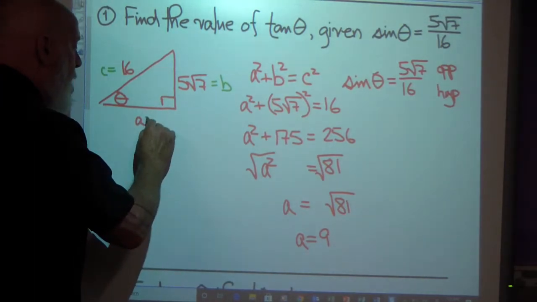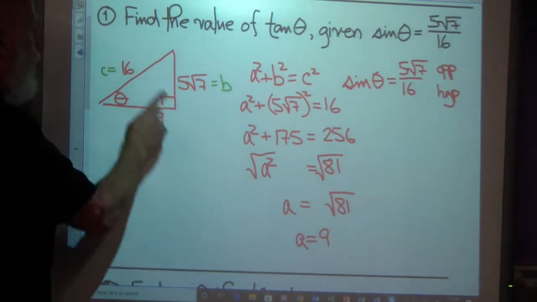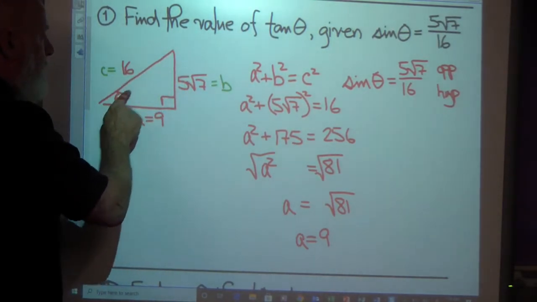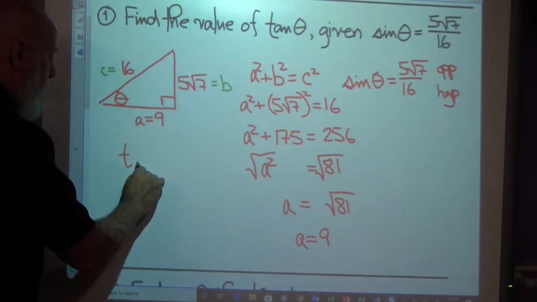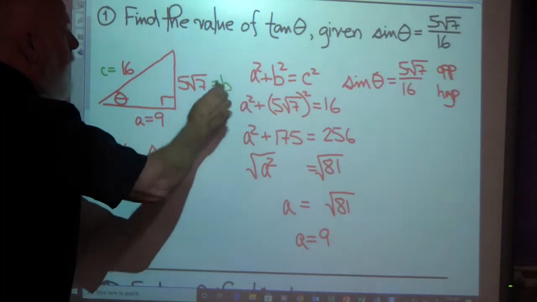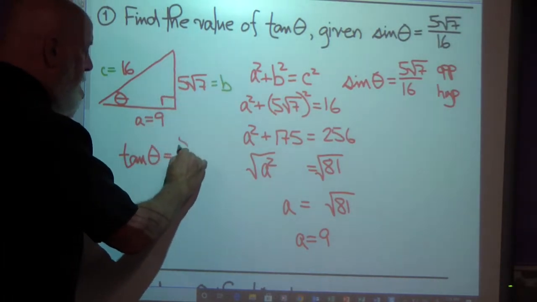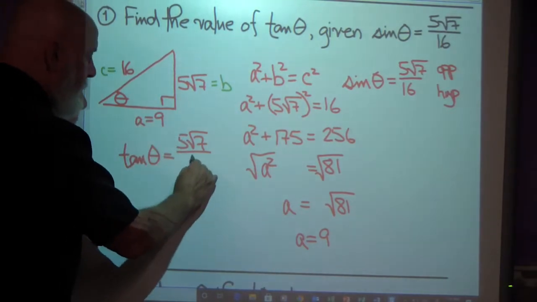So now that I know that A is 9, I can find the tangent of theta, 5 radical 7 over 9. So that's what I'm looking for. The tangent of theta is opposite over adjacent.